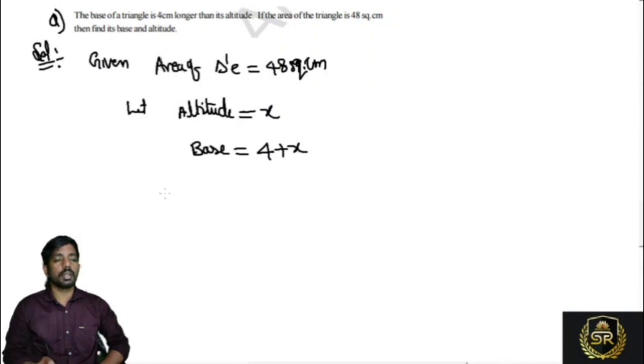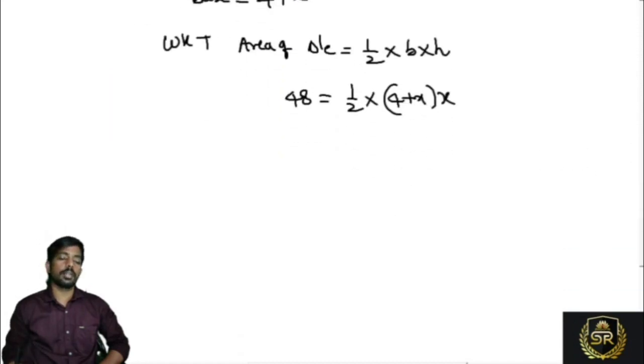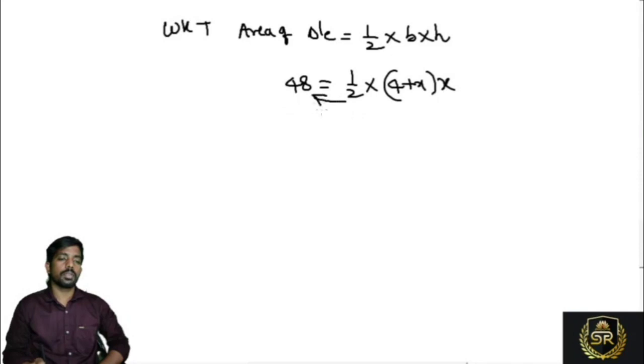So we know the area of a triangle formula. The area of a triangle is equal to half into base into height. The area is 48, so 48 is equal to 1 by 2 into base, which is 4 plus x, and height is x. From here we can frame it, right? So multiply by 2: 48 into 2 is equal to x into 4, 4x, plus x into x, x square.